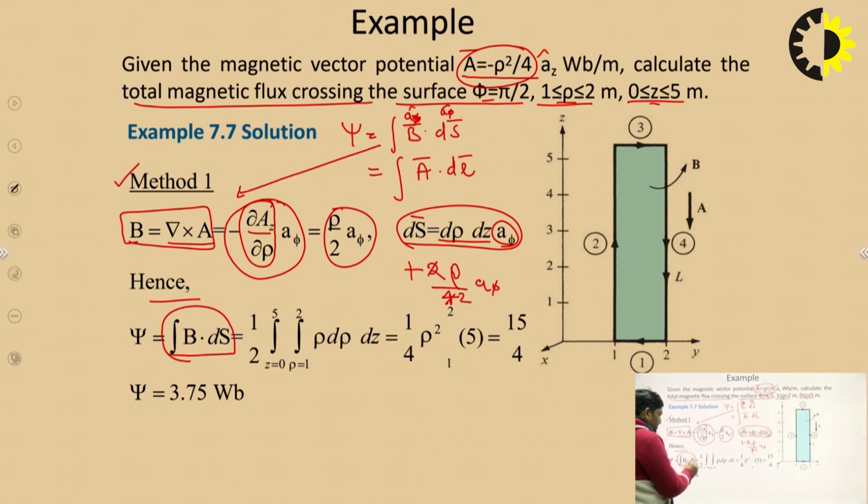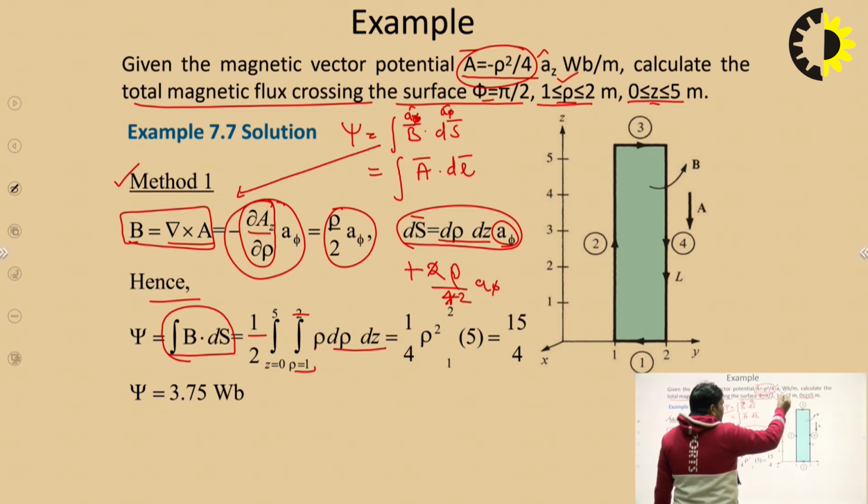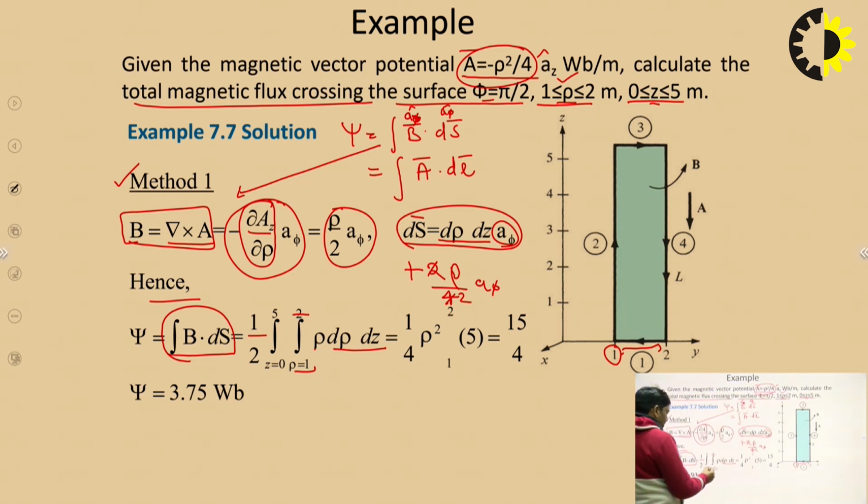So we put this value in, and for B dot ds we easily calculate the value of B, rho by 2 in the direction of A phi. ds is also in A phi, because A phi dot A phi is equal to 1. So that means rho by 2 d rho dz, and the limit of rho lies from 1 to 2, which is given in the question, and for dz the limit is z from 0 to 5.